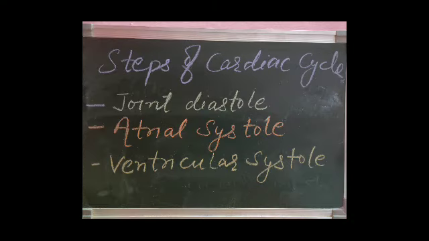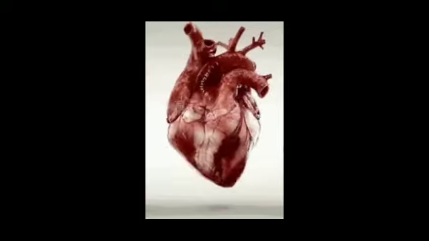To complete one cardiac cycle, there are 3 steps involved. First is joint diastole, second is atrial systole, third is ventricular systole. When these 3 steps are completed, one cardiac cycle is completed. This is how the rhythmic contraction and relaxation appears in the human heart.